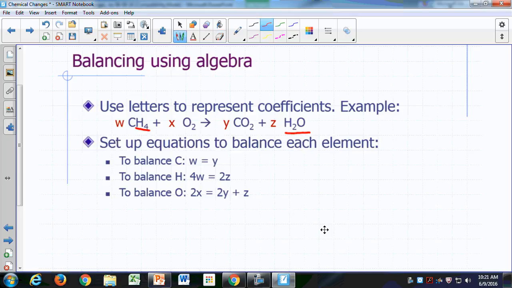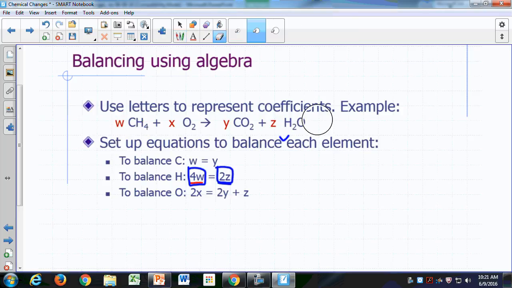Okay, hydrogen shows up in CH4 on the left. So the subscript is 4. The coefficient is W. So the number of hydrogen atoms on the left is 4W. On the right side, hydrogen shows up in water. The coefficient of water is Z. The subscript of hydrogen in water is 2. So the number of hydrogen atoms on the right is subscript times coefficient, so 2Z. So 4W, the number of hydrogens on the left, must be equal to 2Z, the number of hydrogens on the right.